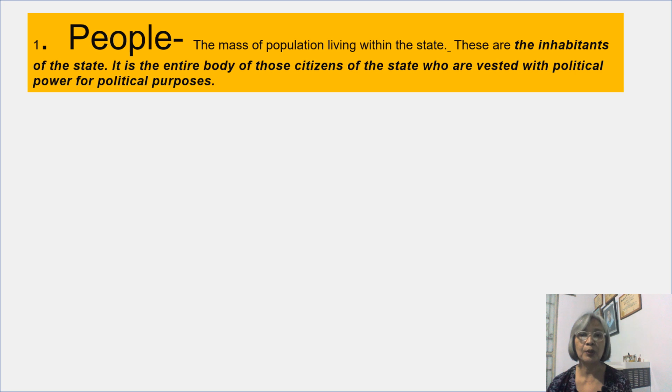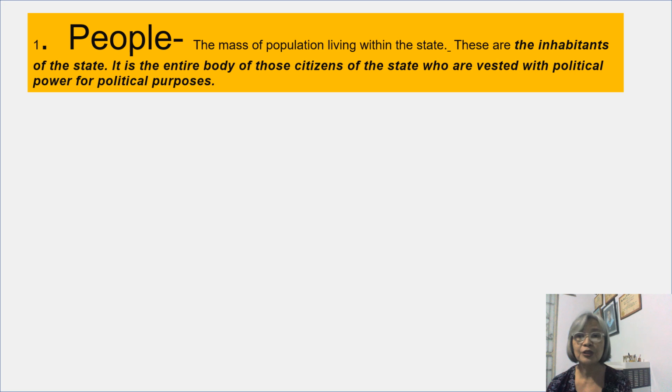So, ang first element natin ay people. People, the mass of population living within the state. These are the inhabitants of the state. It is the entire body of those citizens of the state who are vested with political power for political purposes. So, sino-sino nga ba yung mga tao na yon?